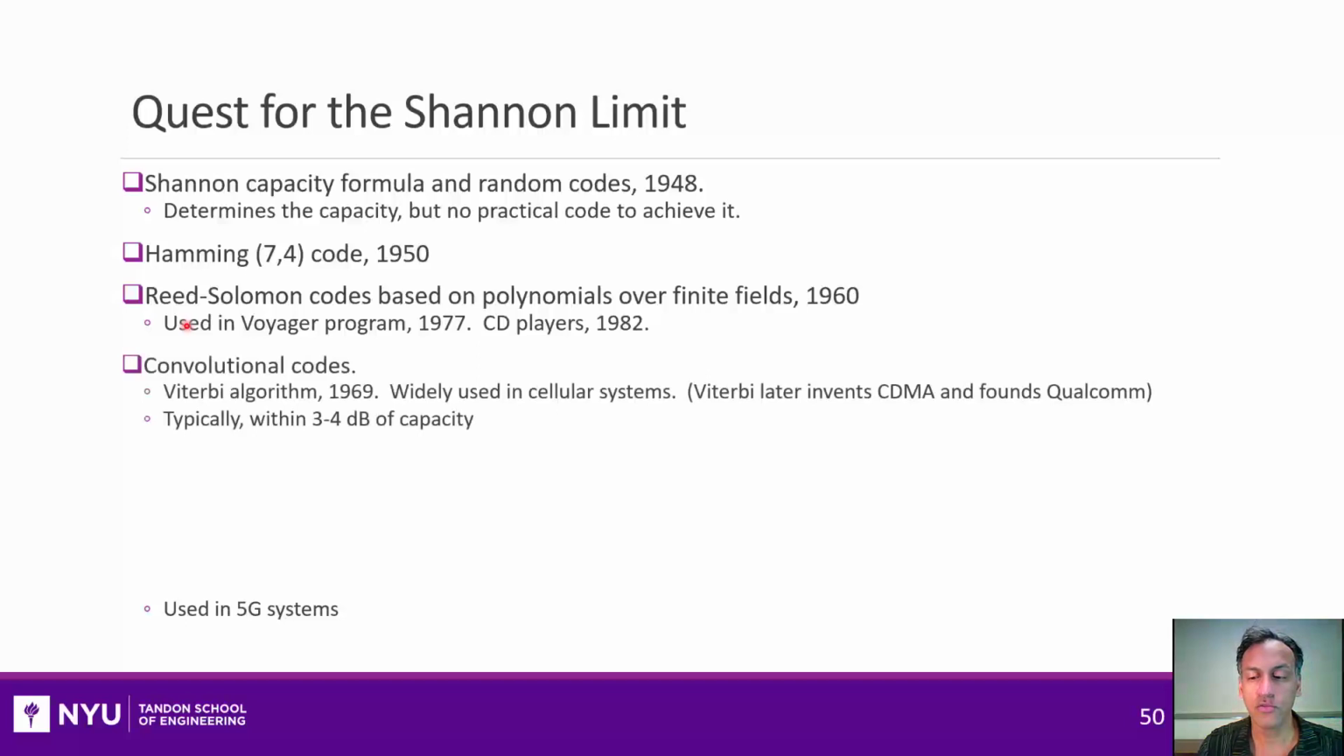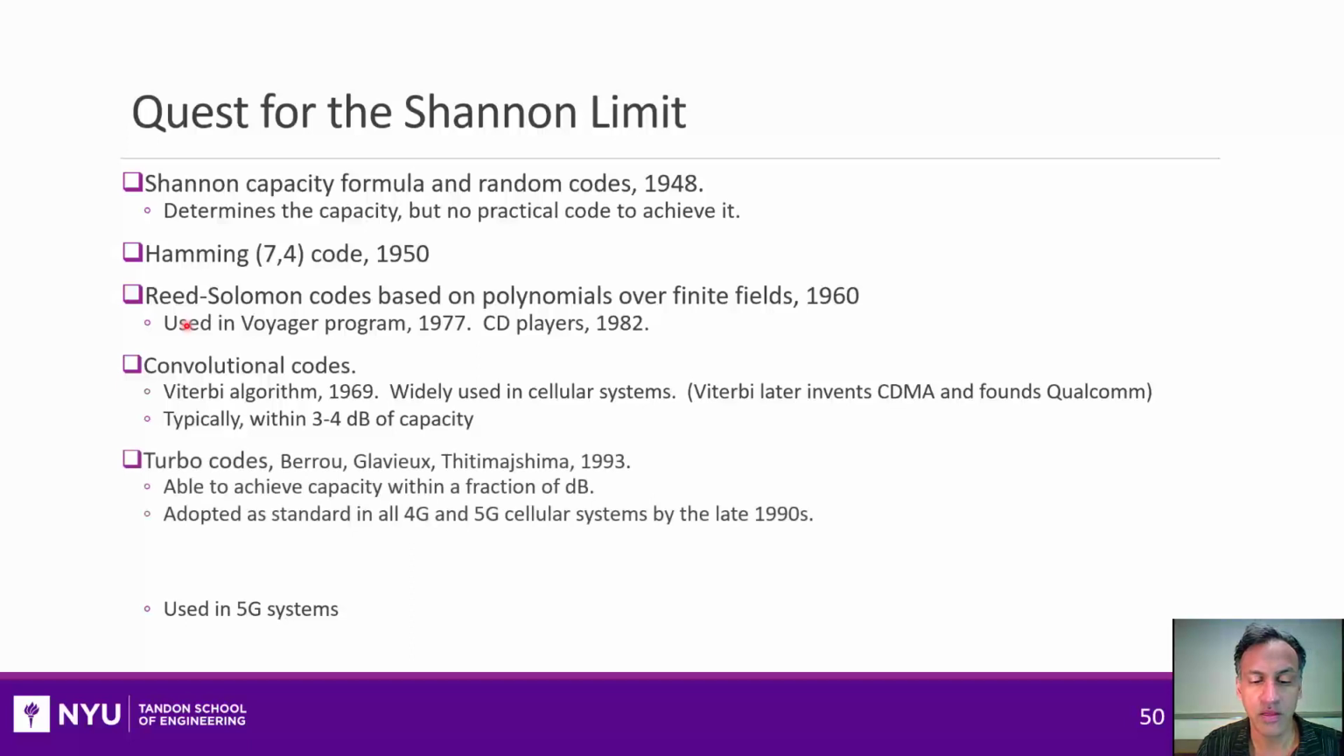But the workhorse for industry up until about the mid-90s were what are called convolutional codes, which I do cover as well in the digital communication class, and I'm going to give you a really fast overview of that. And they actually can get within about 3 to 4 dB of capacity. In the early 90s, there was a real breakthrough, though, and remarkable performance from something called turbo codes. And these actually got within a fraction of a dB of capacity.